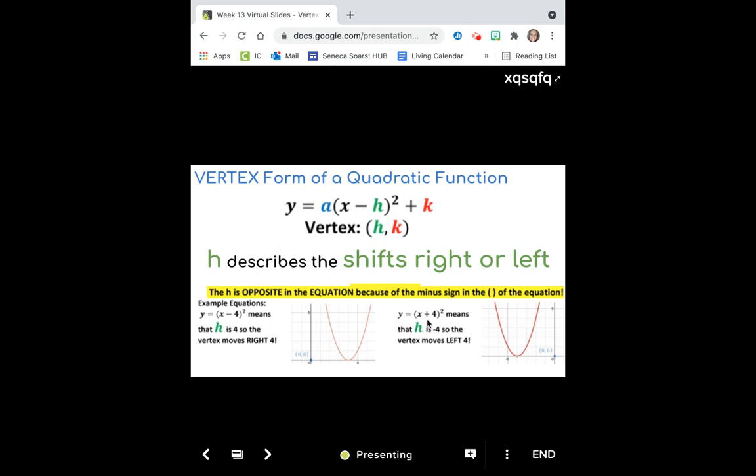If I look at the second one over here on the right-hand side, it says x plus 4 in the parentheses. So that means I'm actually going to go the opposite direction, which means to the left. So my vertex shifted from 0, 0 to the left 4 units.